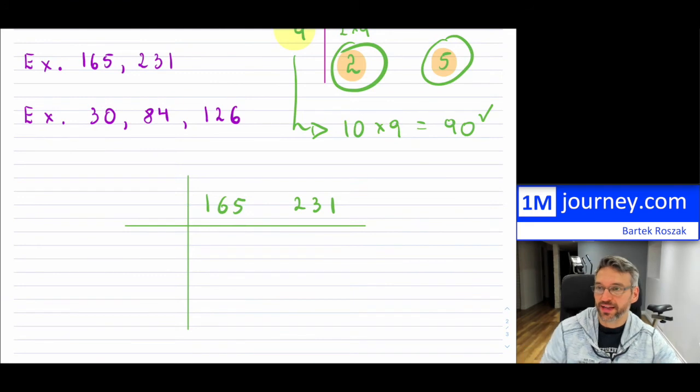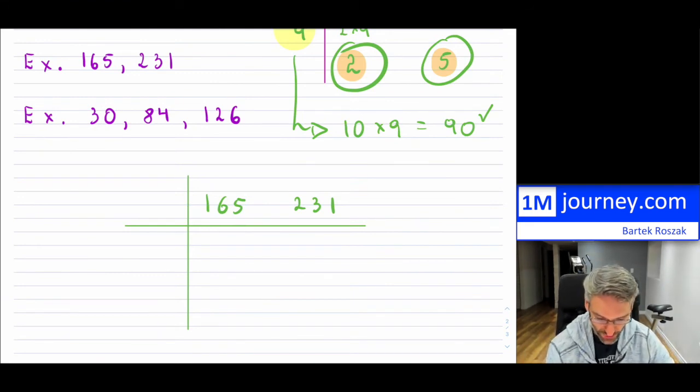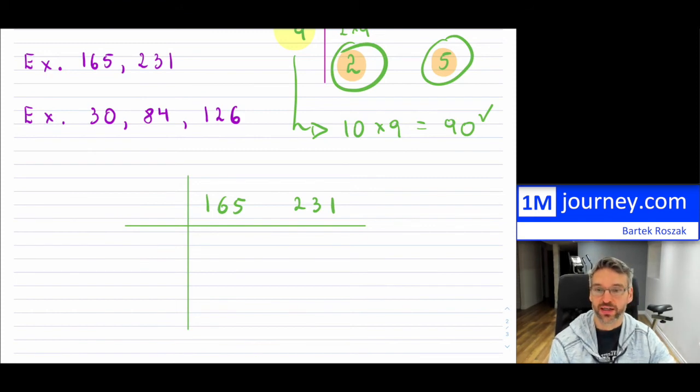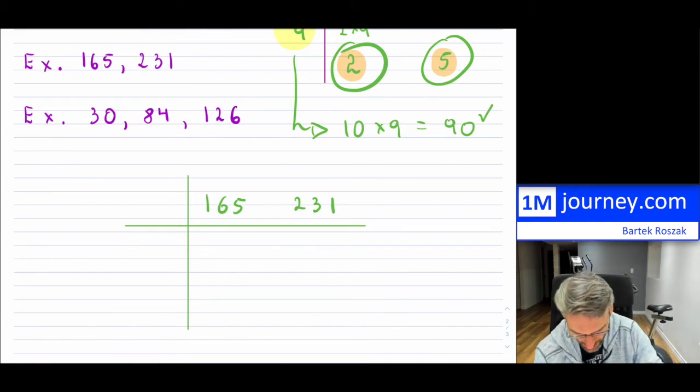Let's take a look at that third example. So the 165 and 231. Let's try to break it down again. As you're starting, you can think again of primes. Now 2 is not going to go into 165 and it's not going to go into 231 at all.